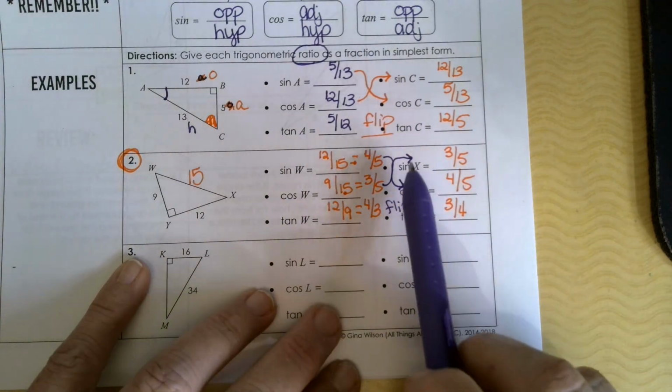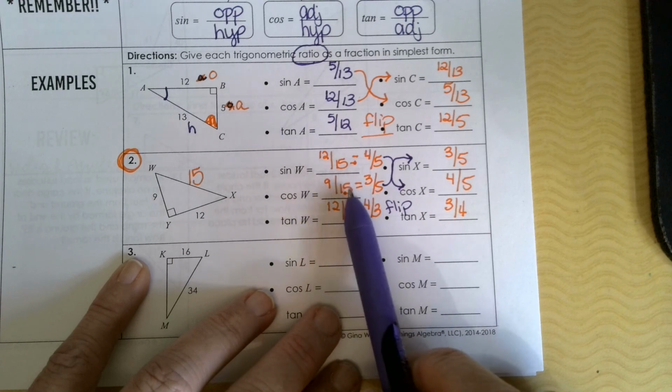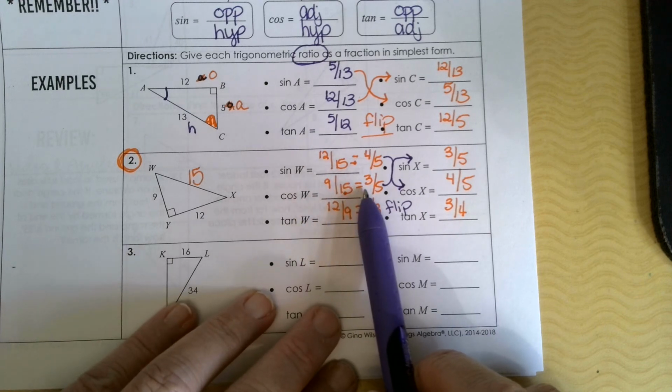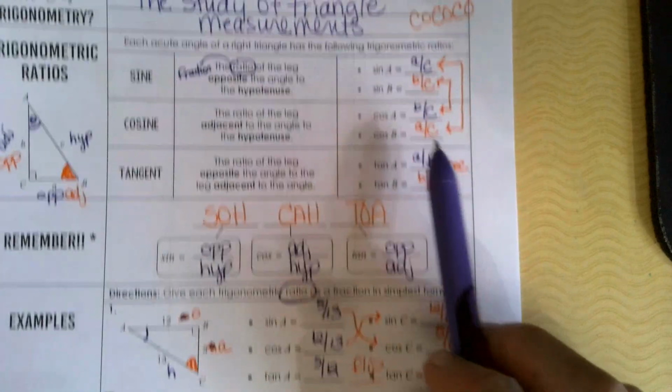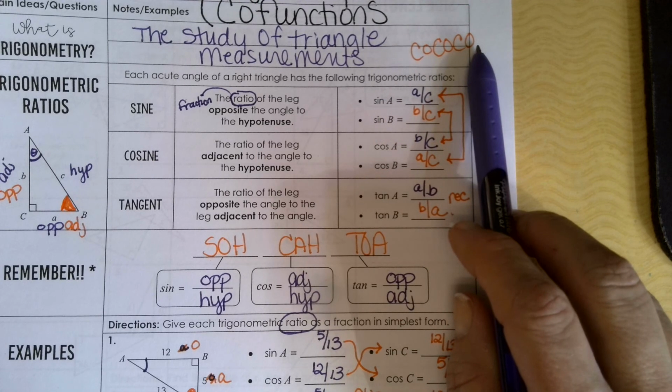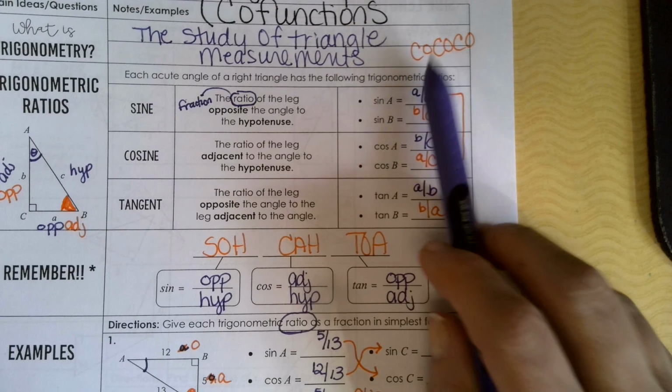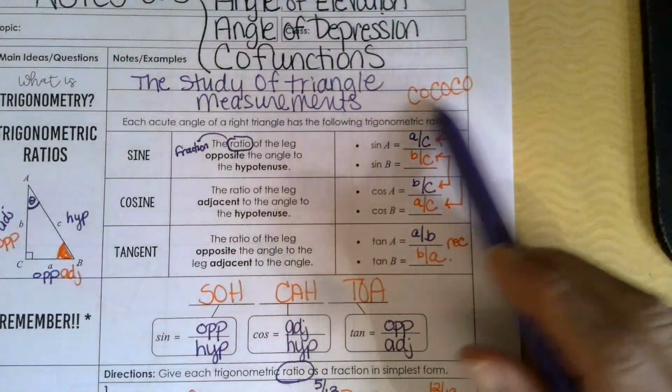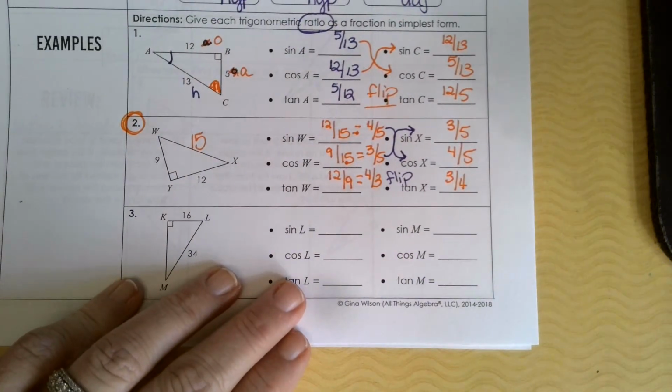So the sine of x is the same as the cosine of w. They are cofunctions of each other is what we call those. Cofunctions are congruent. Yeah, I had to come up with that. I'll tell you guys in class. Corresponding angles, cofunctions are congruent, something about that.